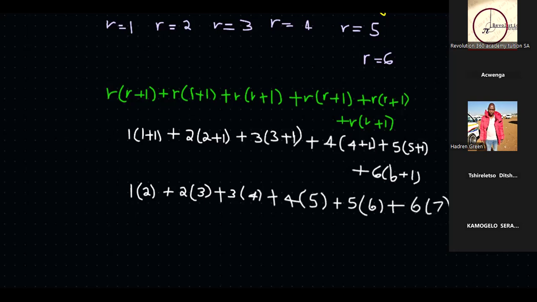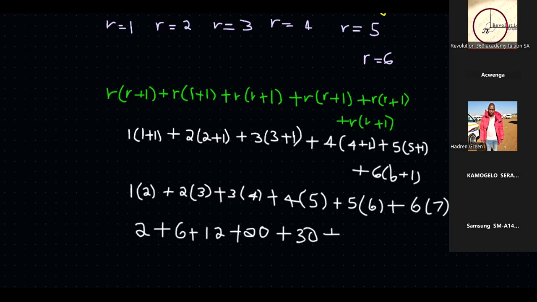1 times 2, we know that is 2. Plus 2 times 3, that is 6. Plus 3 times 4, 4, 8, 12, that is 12. Plus 4 times 5, that is 20. Plus 5 times 6, 12, 18, 24, 30. Plus 7 times 6, 7, 14, 21, 28.